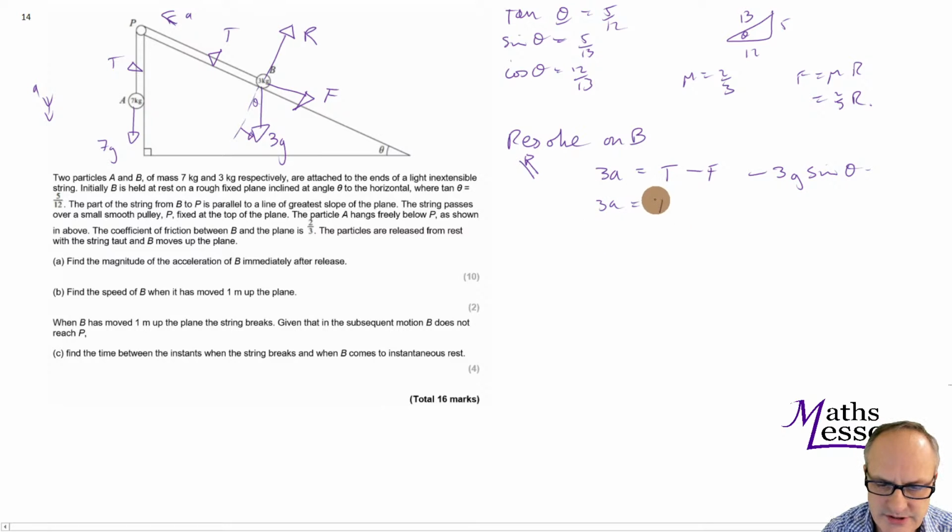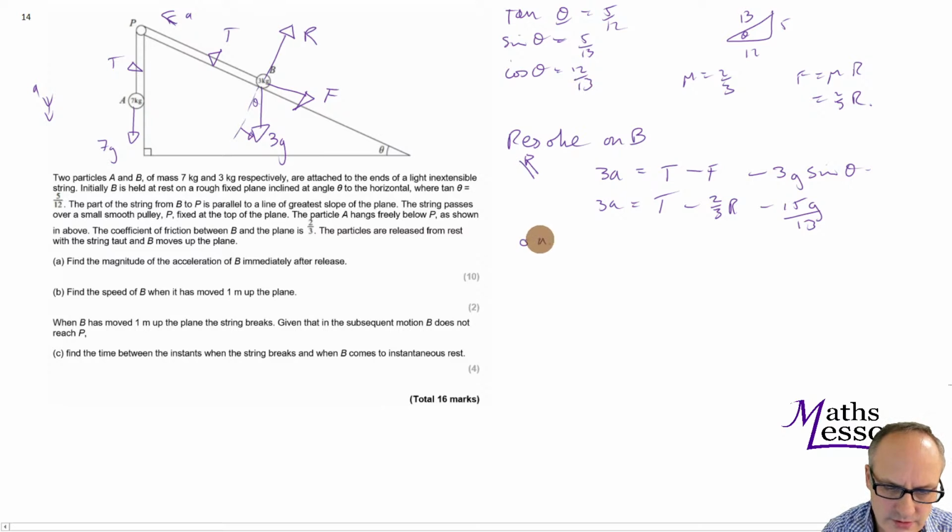Let's just put some more things into there. So that's going to be T. We know that F equals 2/3 of R. And we know we've got 3G times 5/13. So that's going to be minus 15/13 G there. Sine theta is 5/13.